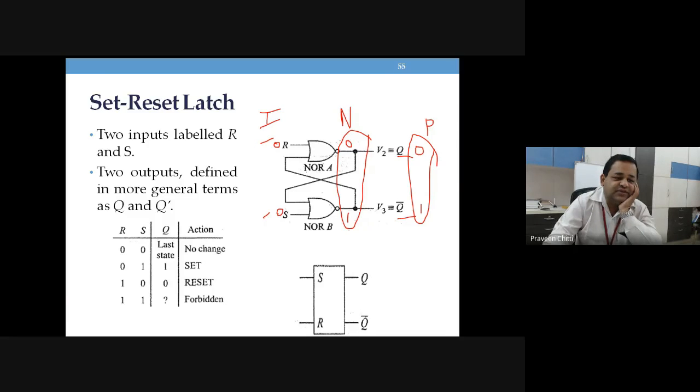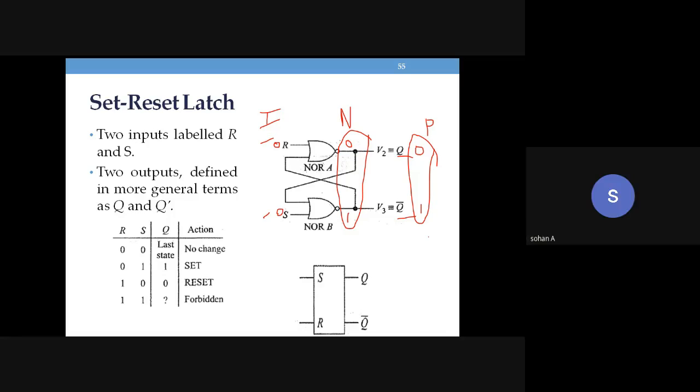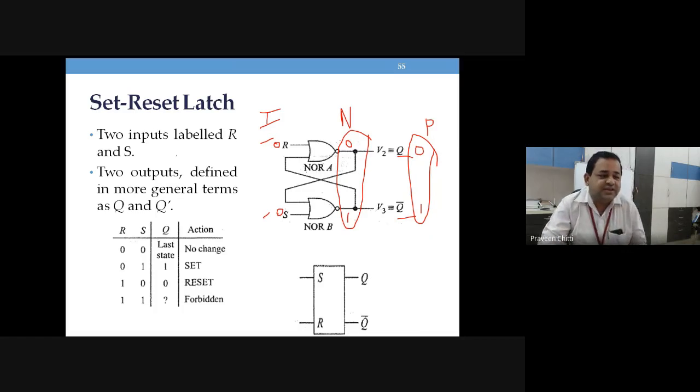What is the next state we got? 0, 1, which is the same as the previous state. Hence, we can say that when we apply R equal to 0, S equal to 0, the state of the latch will not change. Hence, that condition of the latch is called as what? Yes, it is called the no change state of the latch.